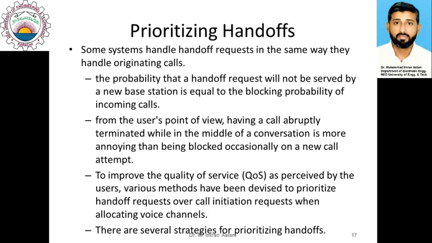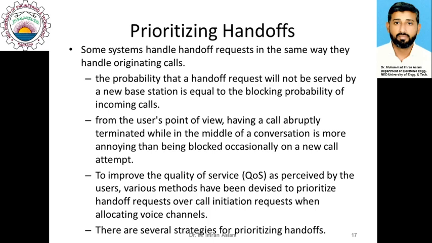As I discussed before, in many systems we want to prioritize handoff. Some of the systems do not prioritize handoff. They handle handoff requests in the same way that they handle new call requests. In that case, the handoff request will only be served as long as there is a free channel in that particular cell, and the blocking probability would be the same as the blocking probability of an incoming call.